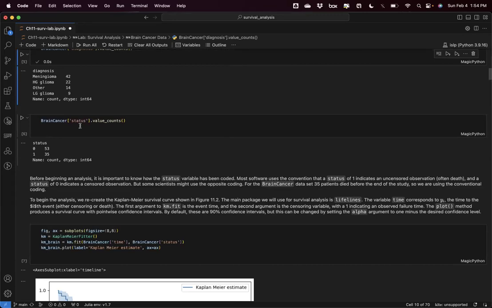In other words, whether it achieved the event or not within that particular frame of time, we see that we have 53 patients that were censored, and the ones that are non-censored, in other words, they achieved the event, which is death in this case. So from 88, 35 patients died during the time frame of the study.